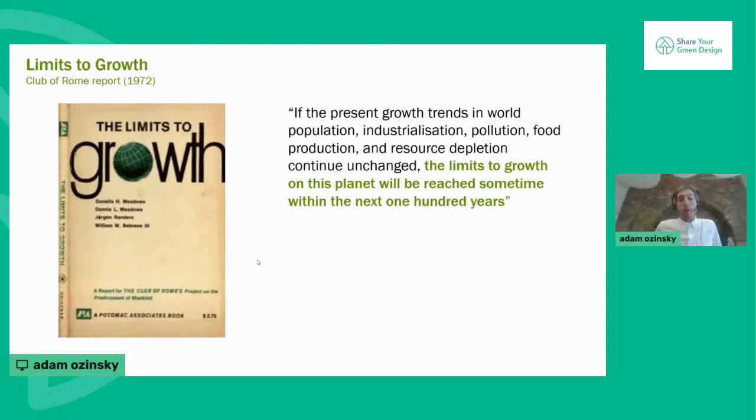And shortly thereafter was Limits to Growth, the Club of Rome report that for the first time, in quite dramatic fashion, sketched out this idea that there is a limit to what we can do and that we're not that far away from it. And at the time they were saying, within the next 100 years.